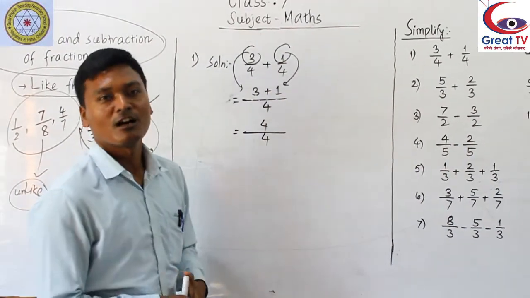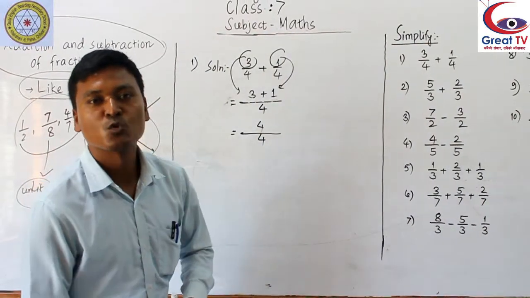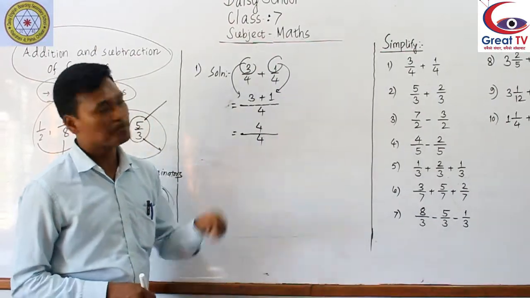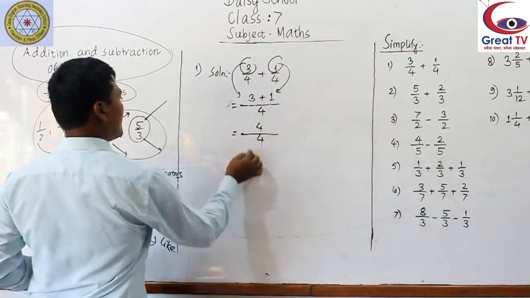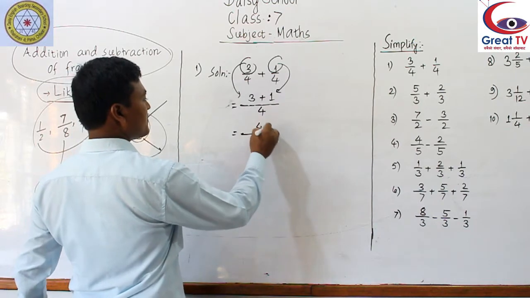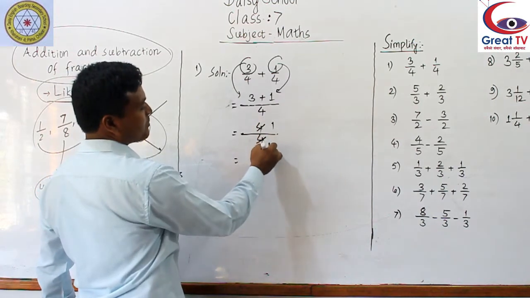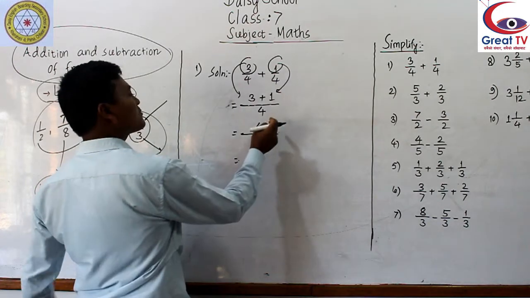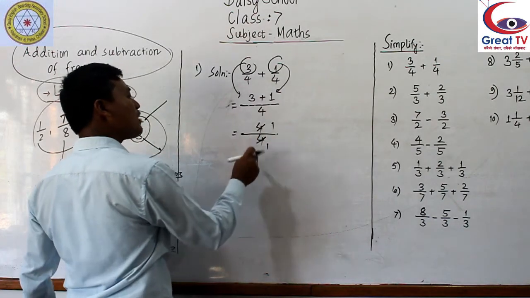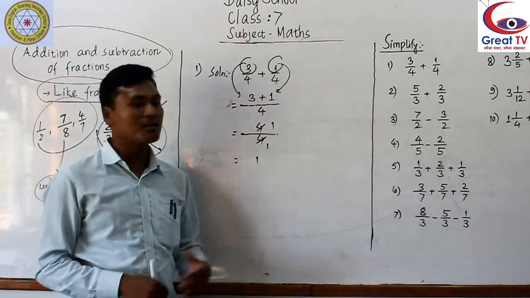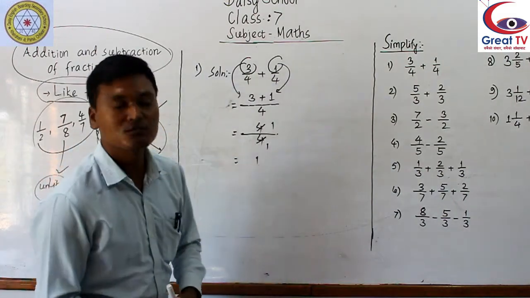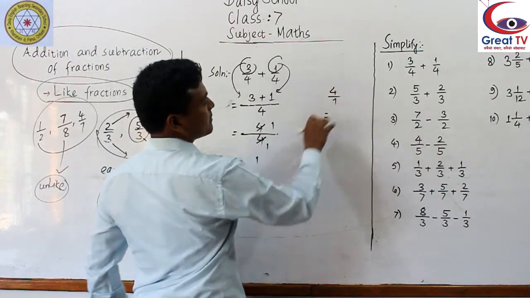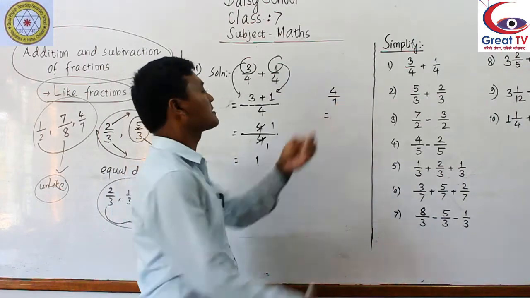As we have said already in our previous class, we must write the answer in simplest form when we are simplifying a problem related to fractions. So 4 by 4: 4 divided by 4, 4 divided by 4, and it's 1 upon 1, that is 1. If you write 1 over here also, no problem. It is actually 1 by 1, that is 1. If we have denominator 1, even if we do not write denominator 1, no problem, because 4 by 1 means 4 divided by 1, that is 4.